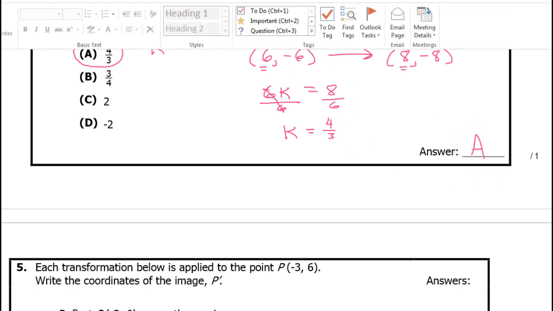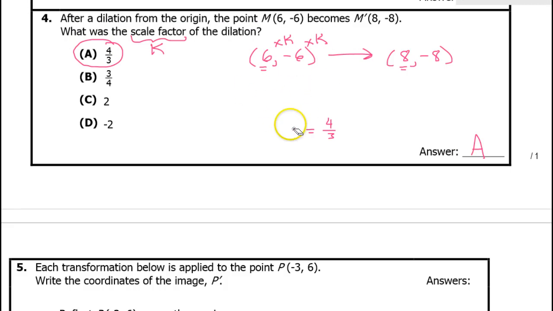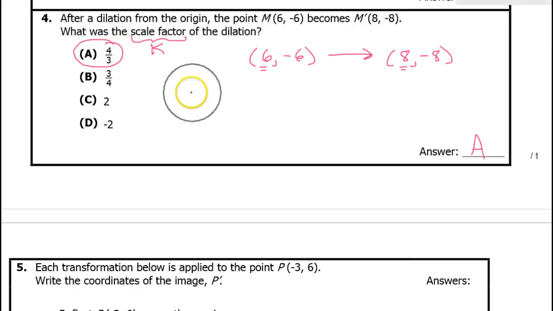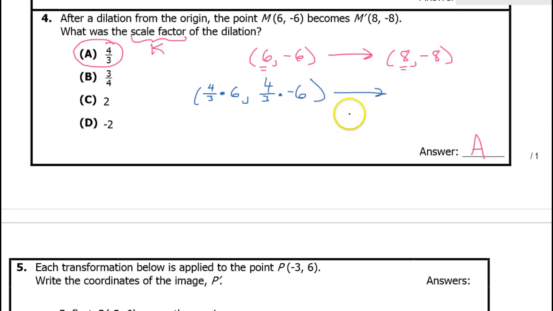Okay, if you were not on that level to where you just visualize multiplying by k and you want to make a little equation, another way you could do it is by trial and error. If you were doing this problem by trial and error, you would go, okay, let's try 4 over 3. So that would mean I would have to multiply both of these by 4 over 3. So 4 over 3 times 6 and 4 over 3 times negative 6. And what would that give me?